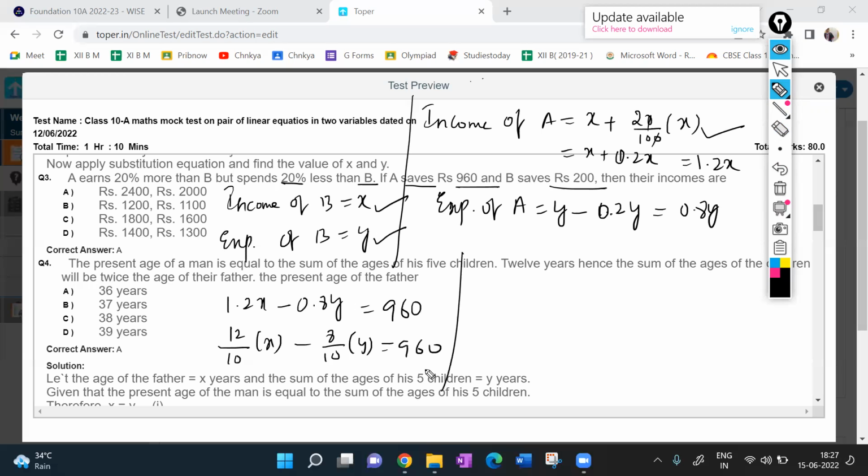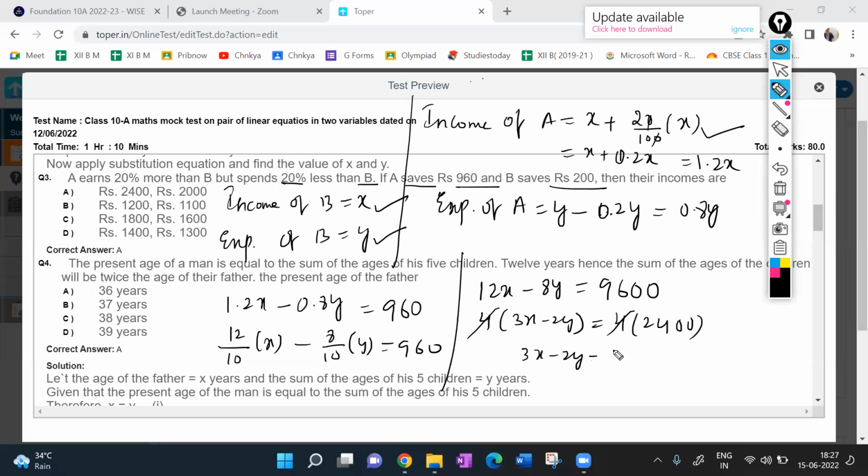So you can do one thing here. 12X minus 8Y is equal to 9600. Can I take 4 common? Yes, sir. 3X minus 2Y is equal to 2400, as the 4 gets cancelled. So 3X minus 2Y is equal to 2400. I got this. Is it clear?